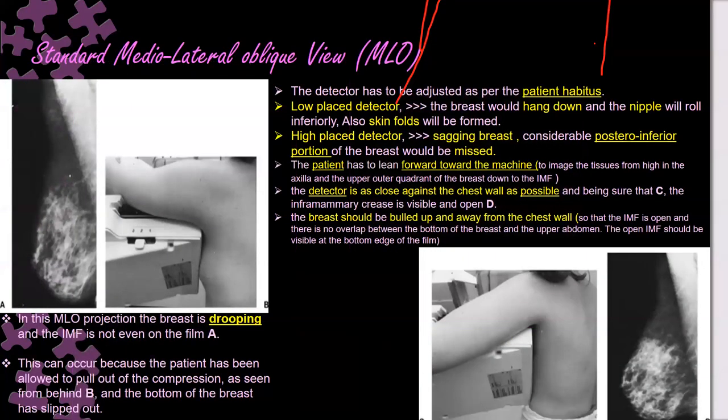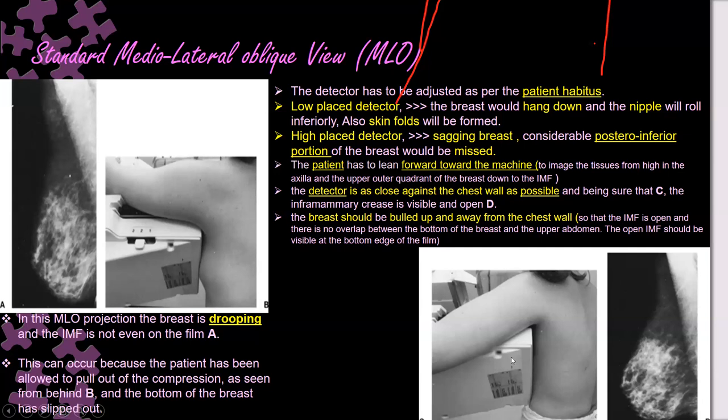So, as we described before for the MLO, compare these two pictures, the image receptors and the patients. We should adjust the image receptors according to the patient's body habitus. We should not leave it low, and we should not raise it very high. It should be adjusted. The patient should lean forward toward the machine, and the detector should be as close as possible to the chest wall, not like this one. It should be like this one. See, it should be so close to the chest wall.